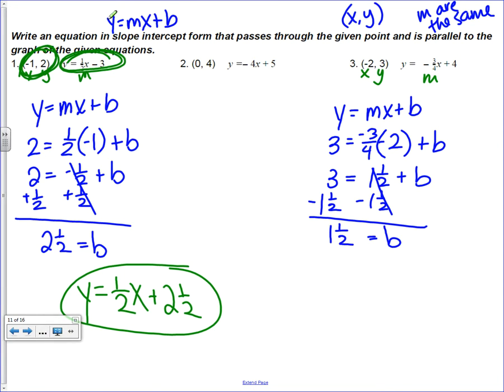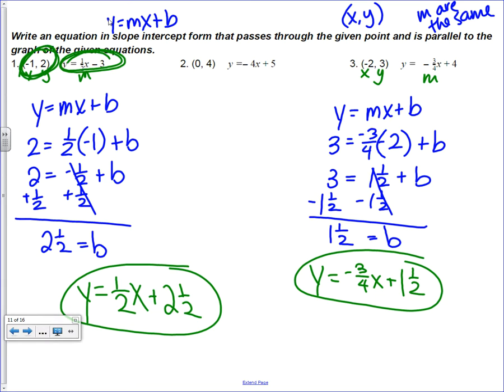I got the m up there. I've got the b. Y equals what, folks? Awesome. That's the line that would be parallel to the original line and go through the point that's there. I'll look at it before we're done.